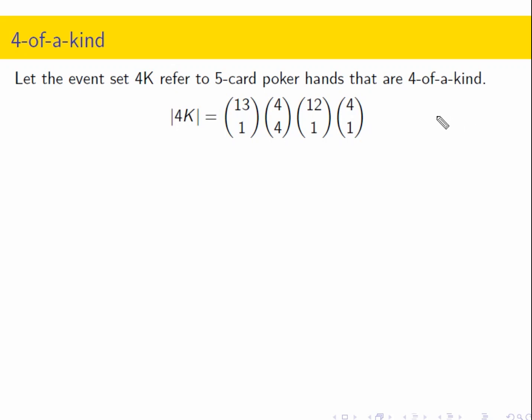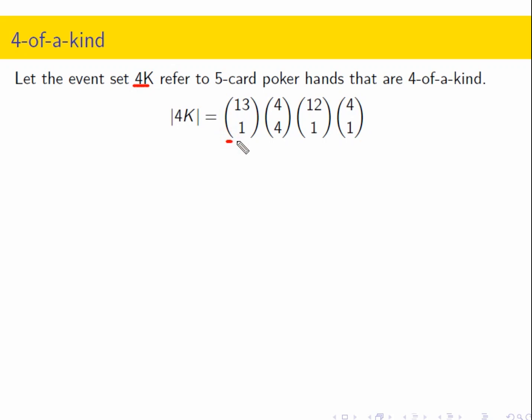Okay, so now we're going to talk about 4 of a kind. So we have a 5-card poker hand that we're drawing cards into, and we want 4 of them to be the same, like ace, ace, ace, ace. That would be a great 4 of a kind to have. And we're going to have the event set 4K. All right, and then let's talk about why this works. What are we doing here?